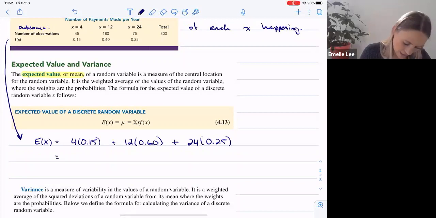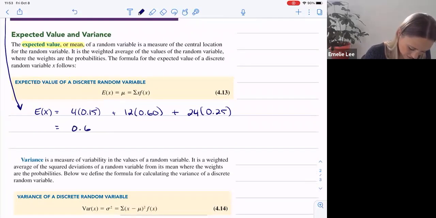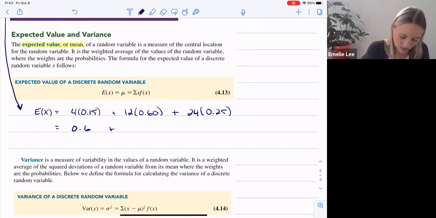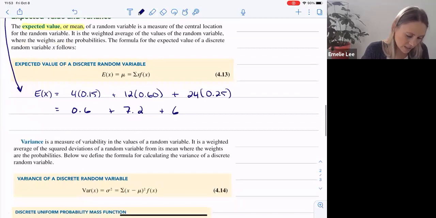So the expected value of x here is, oh, I should have 4 times 0.15. I should have pre-baked this. Oh well, you'll have to muddle through. 12 times 0.6 is 7.2, plus 24 times 0.25, hopefully I did that right. Okay, that's 6. So I get 0.6 plus 7.2 plus 6, which puts me at 13.8.